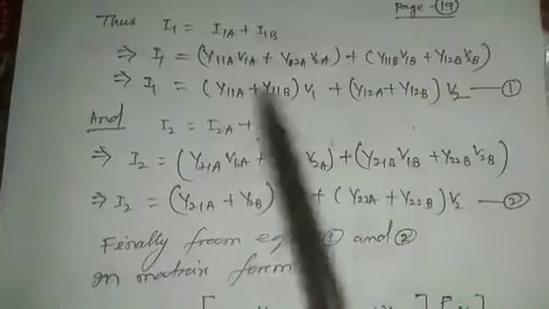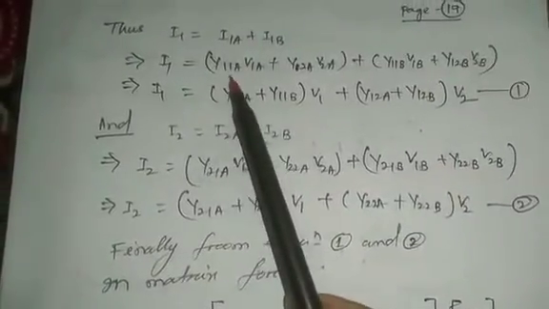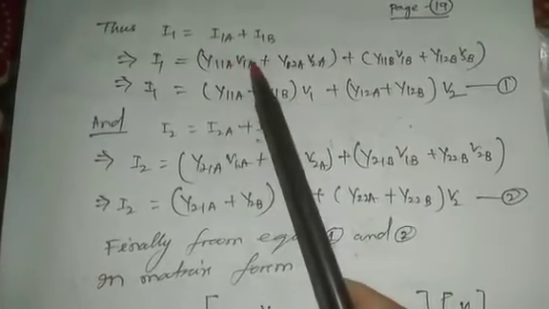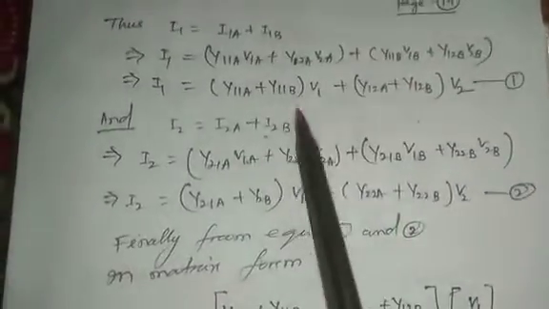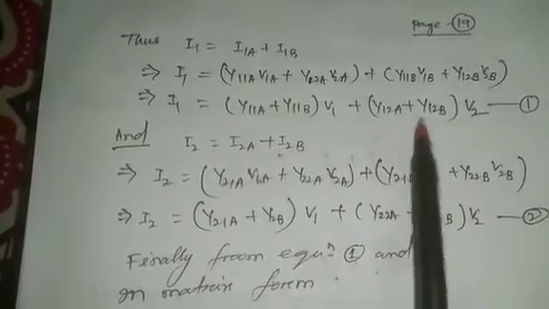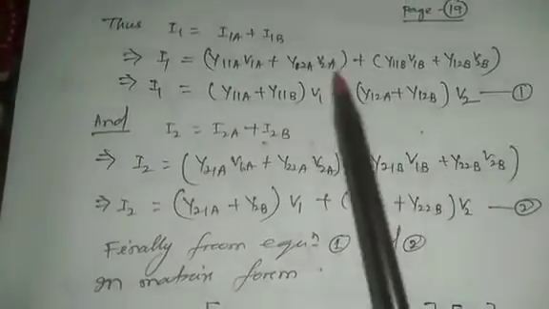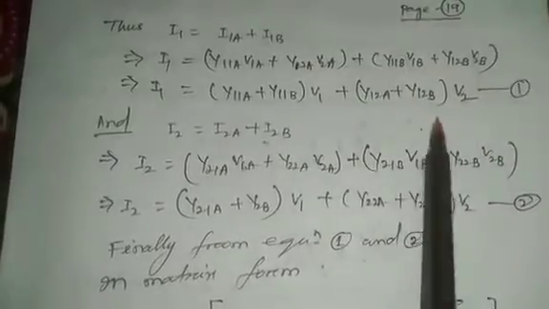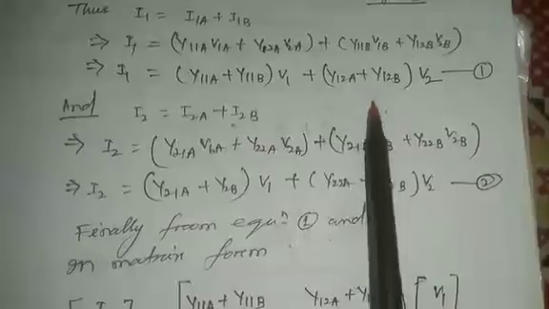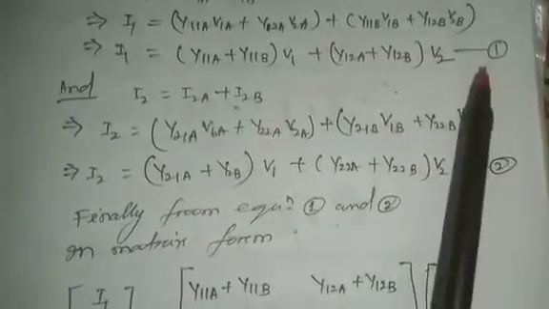If you combine these two equations, you see here from this equation y11A, from this equation y11B, and here V1A and V1B, where V1A is equal to V1B is equal to V1. That's why we take V1 common. Similarly, y12A plus y12B, you take V2 common, since V2A and V2B are equal to V2. That is your equation number 1: I1 is equal to (y11A plus y11B) into V1 plus (y12A plus y12B) into V2. That is equation 1.